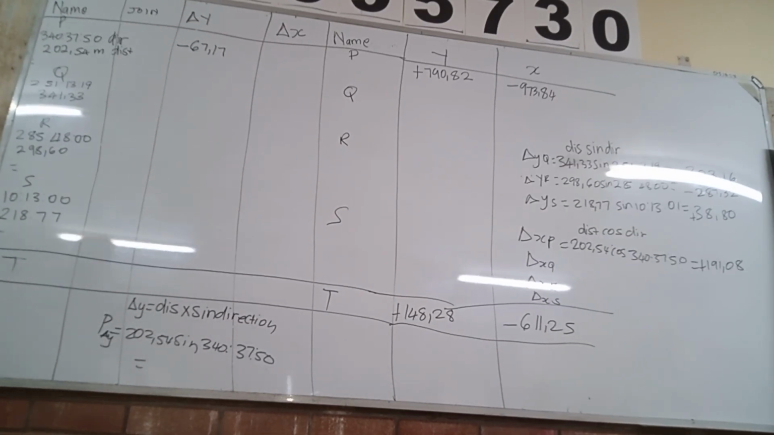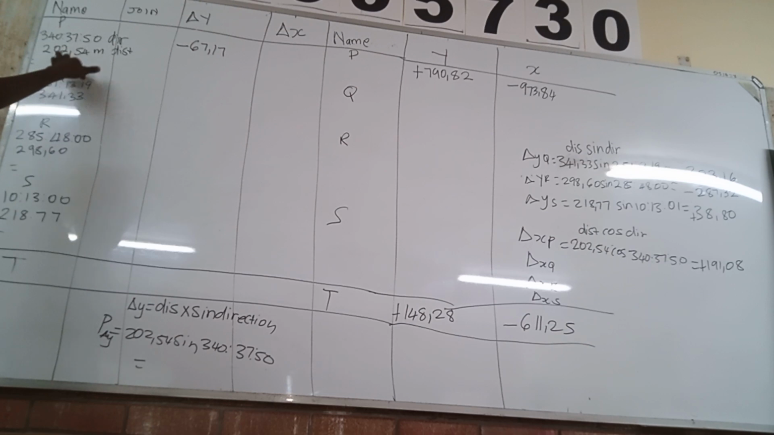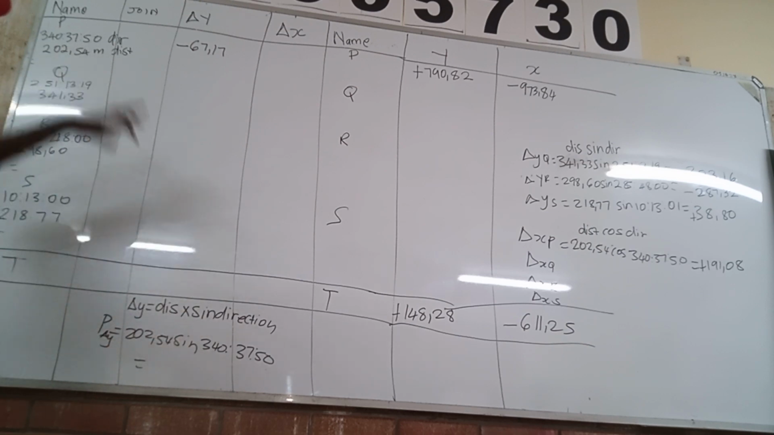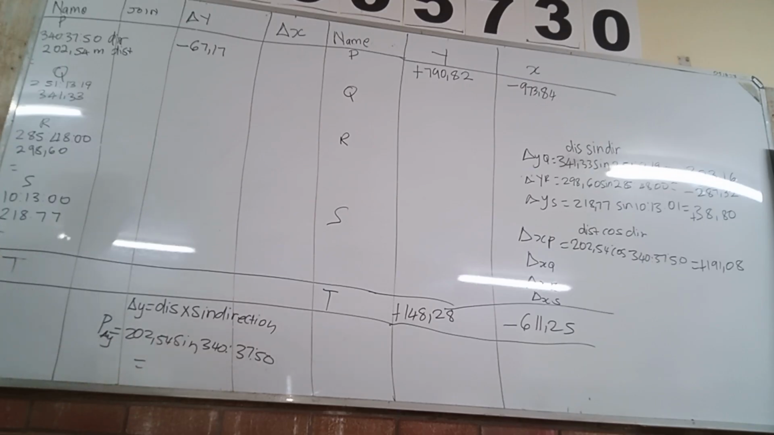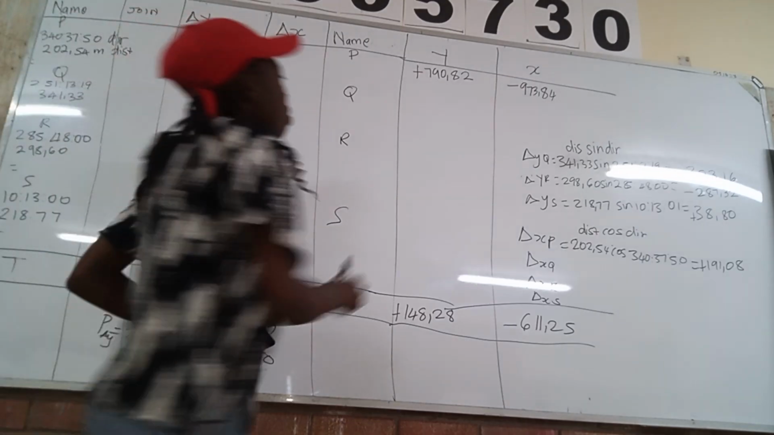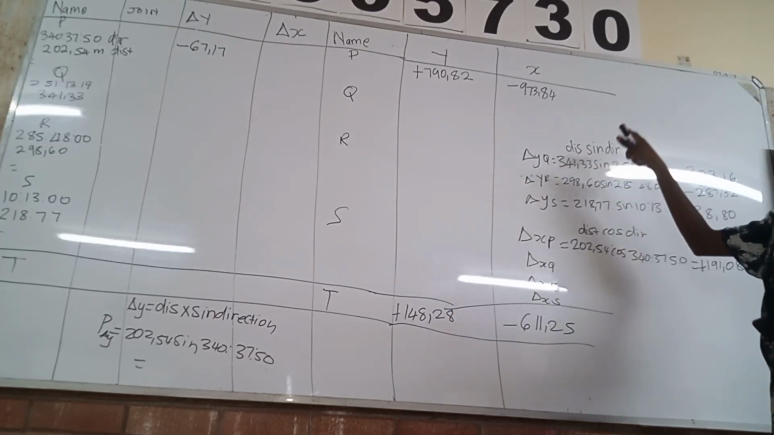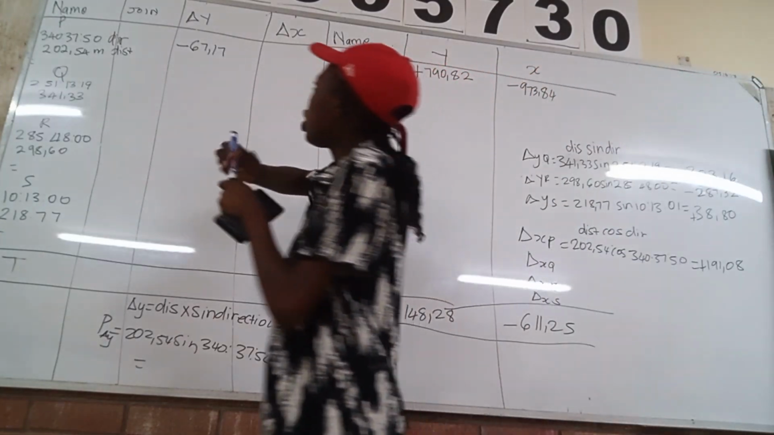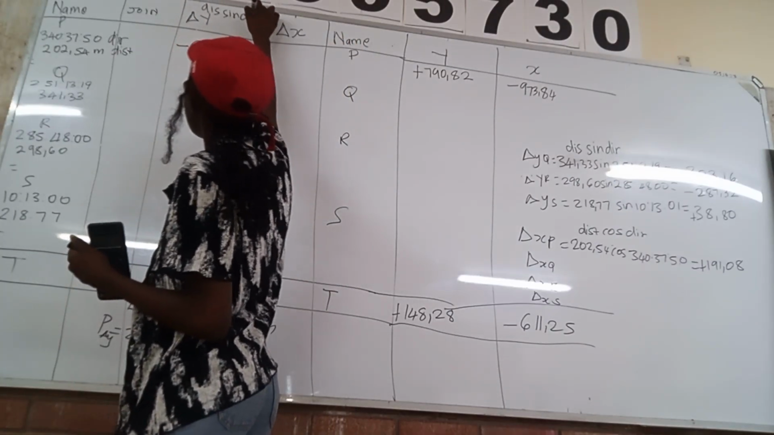Okay, let us continue. I found the change in y for P. The formula is distance, sine, direction. So the distance is 202.54, sine, the direction is 340°37'50". So I got the answer negative 67.17. And then for change in y at Q, it is going to be distance, sine, direction. So it's the same formula. For you to get change in y, it is going to be distance, sine, the direction.